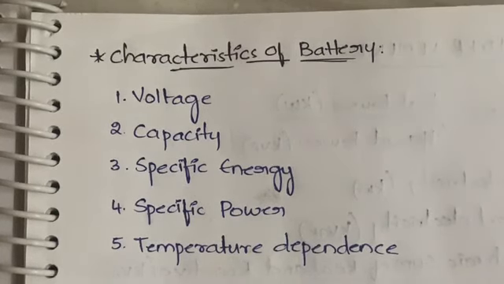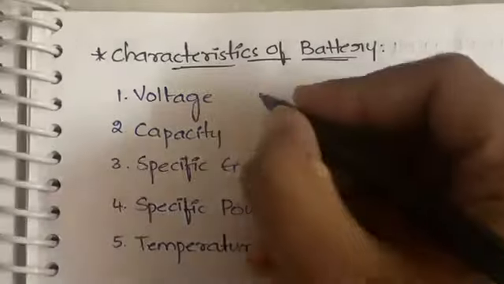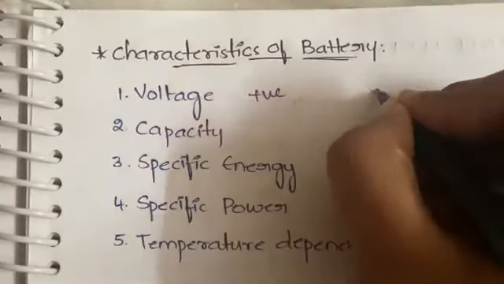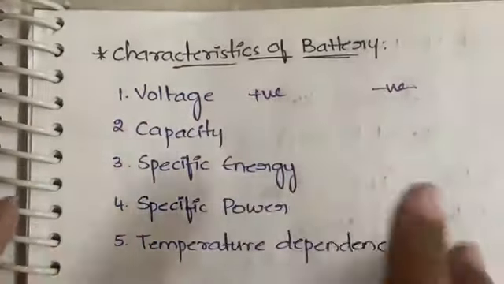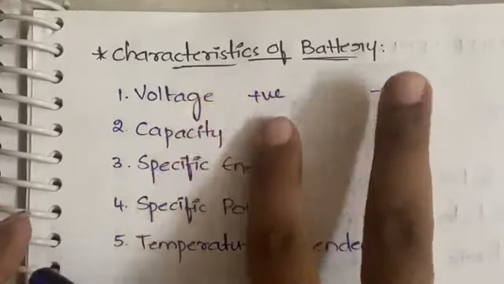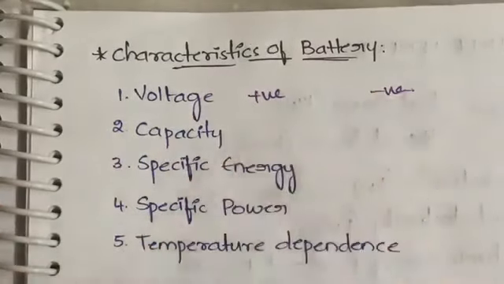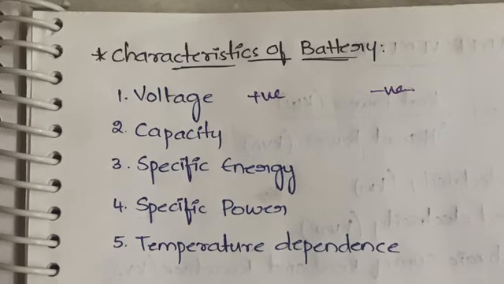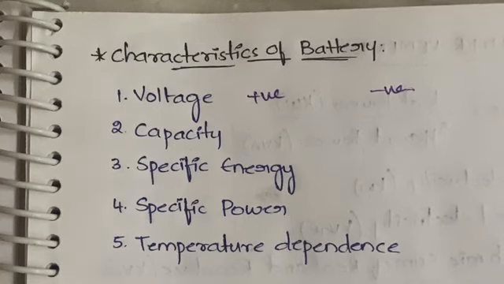First is the voltage. What do you mean by voltage? It is nothing but the difference between the potential developed between the positive and negative terminals of the battery. A battery will have both positive and negative terminals, right? So whatever the potential developed between these two terminals, the difference between that potential is called the voltage. So you have to choose the battery according to the voltage of your device. Your device is capable of how much voltage, based on that you need to choose.